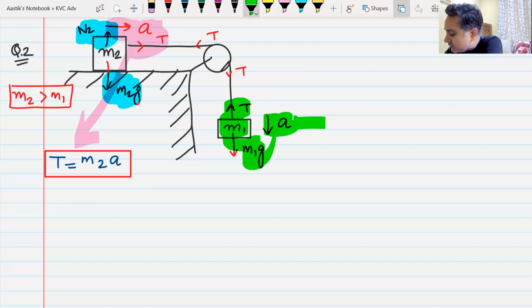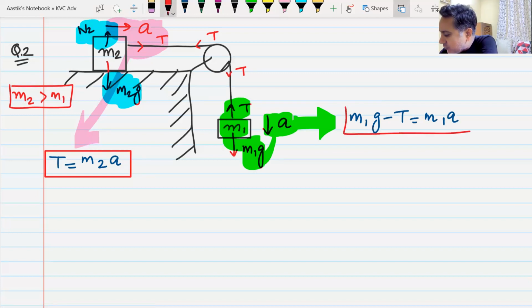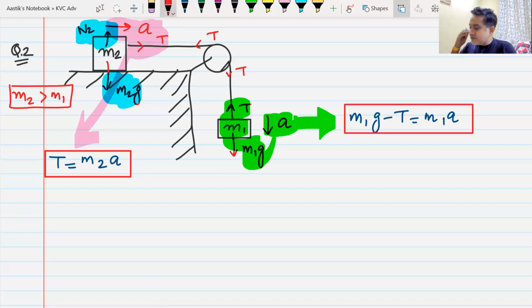Now we have this. What is the equation for this? M1G minus T equals M1A. Now you can add these two equations, get your answer and stay happy. Do we understand this? Yes or no? Yes, sir. I got the same thing, but I am doubtful at that M2 equation. No, that is correct. Anyone understand this? Yes, sir. Clear? Okay. Everyone has noted this down?